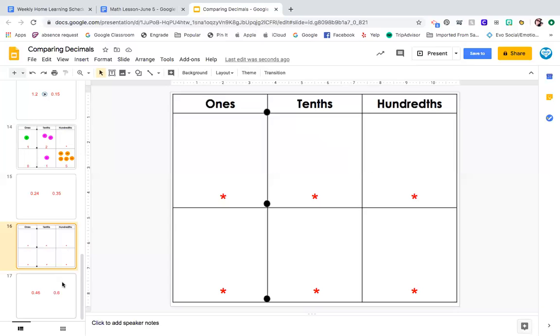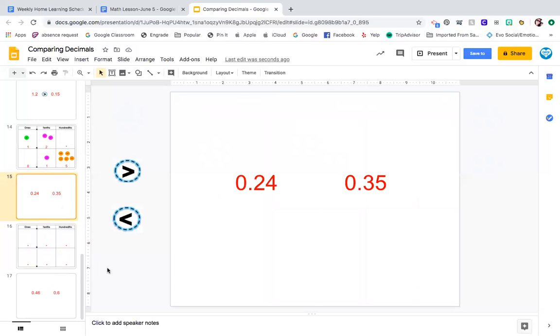The last thing I want to look at here, you might already be starting to notice a strategy you could use to compare decimal numbers without even using manipulatives. Manipulatives are awesome and great. You know I love them and we use them all the time, but you might be able to start thinking about how you can compare decimals without using manipulatives. So let's take a look at 0 and 24 hundredths and compare it to 0 and 35 hundredths.